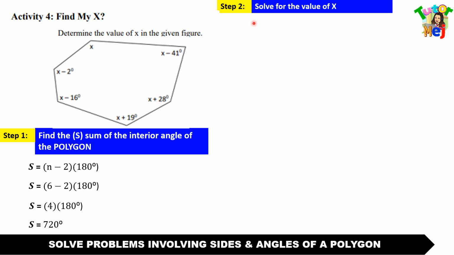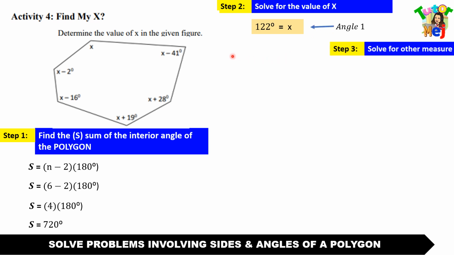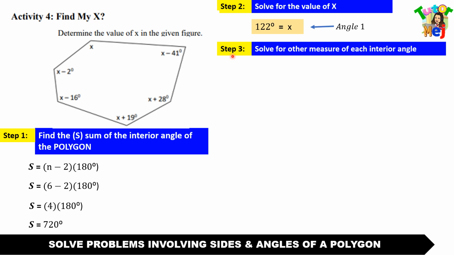Okay, so let's have here the value of our x. So, ang value ng x natin ay 122 degrees. And this will be our angle 1. So, ready na tayo. So, lagay lang natin yan. Angle 1 yan. Ready na tayo to solve for other interior angles. So, as simple as substituting the value of our x here. So, lagay muna natin angle 2 equals x minus 41. So, yung x doon, palitan na natin ng 122 degrees. So, ang angle 2 natin ay 81 degrees.